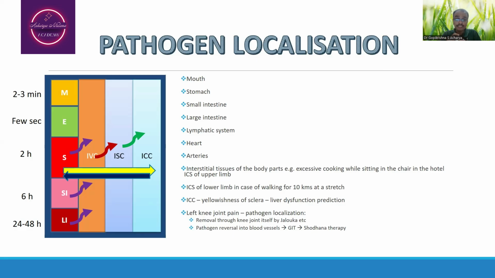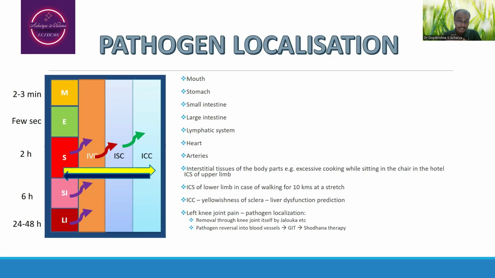For example, if the person is having pain in the left knee joint, that means there may be a possibility of the cells being afflicted in the left knee joint. That means the intracellular compartment of the left knee joint is being afflicted. So your main aim should be the removal of these particular pathogens from that particular part.